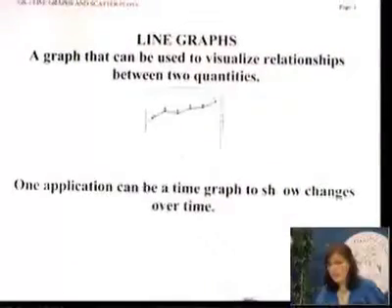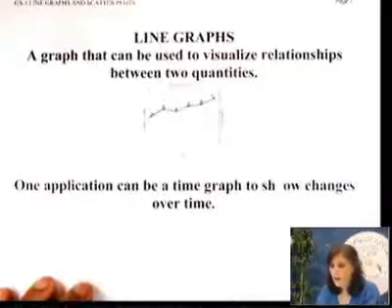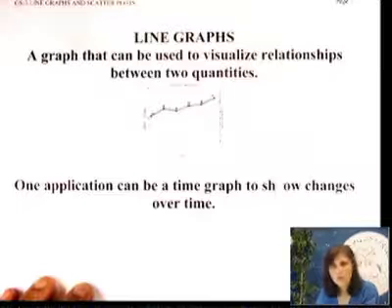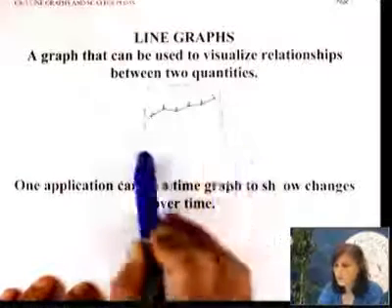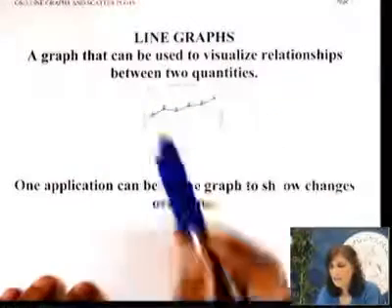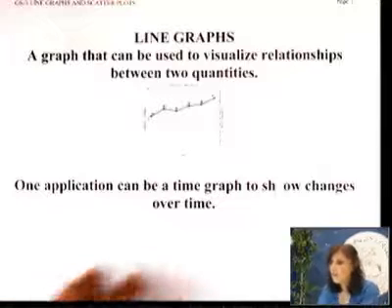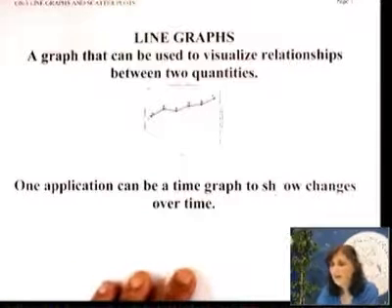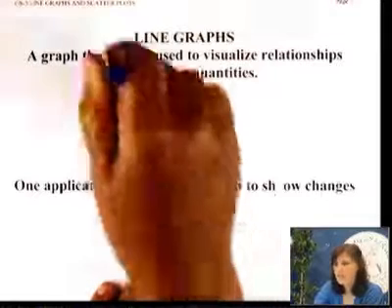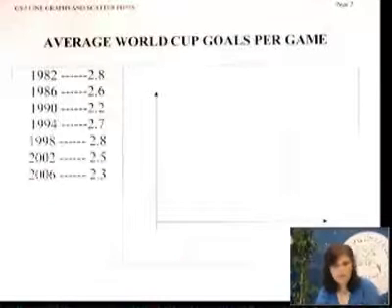All right, so let's talk about line graphs. Line graphs are graphs that can visualize relationships between two quantities, one quantity horizontal, the other one vertical, and they're called line graphs. They have usually dots, and then the dots are connected with lines. One application is a time graph to show changes over time. You may have time on the horizontal and whatever changes on the vertical axis. Okay, so let's look at that.